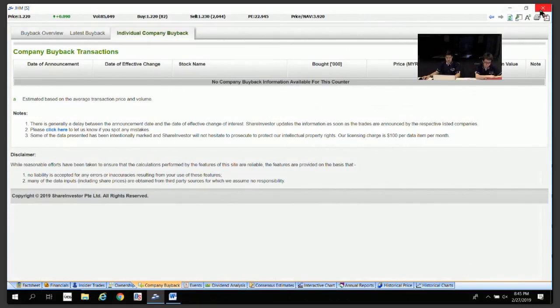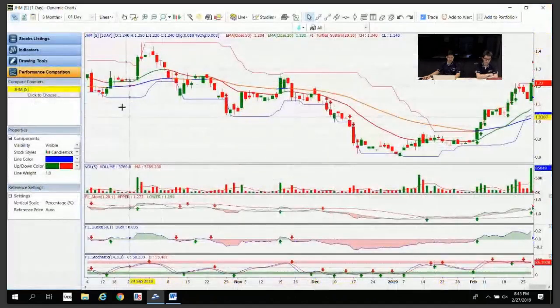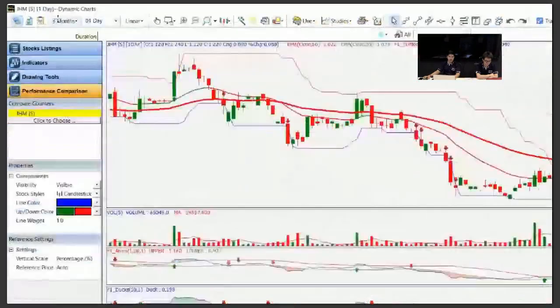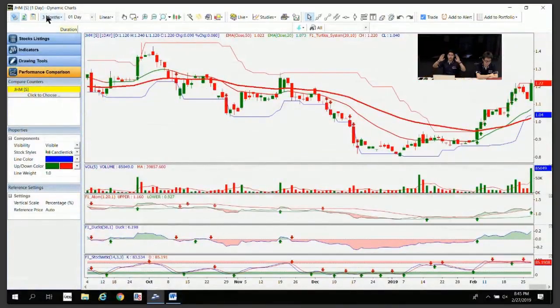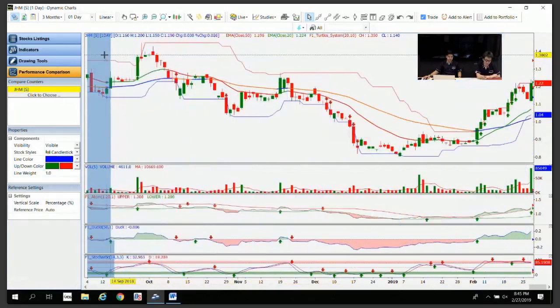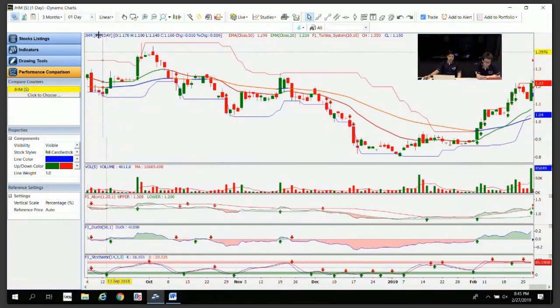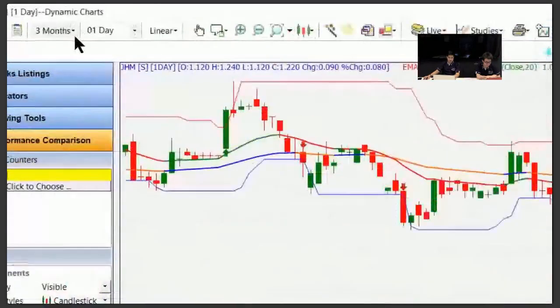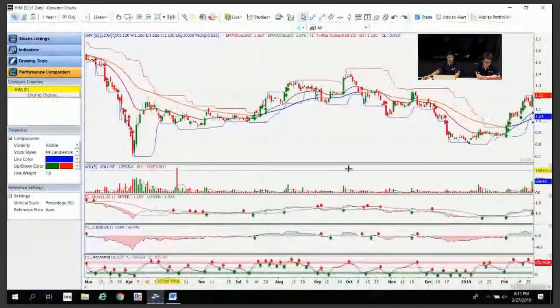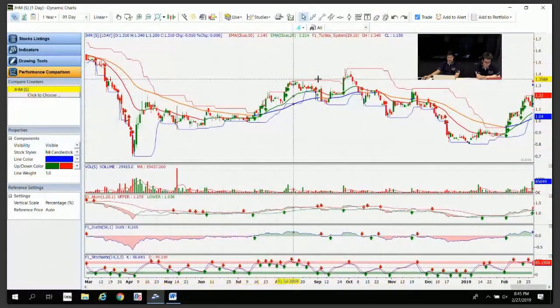So I close this page. Okay, let's move on to here. This one you can see, this 3 months. This 3 months means how long the time frame you want to see. Let's say this whole range from here to here is a 3 months range. Then look at this 3 months. Whenever I switch to 1 year, you can see the chart zooms out already. This is a range of 1 year.